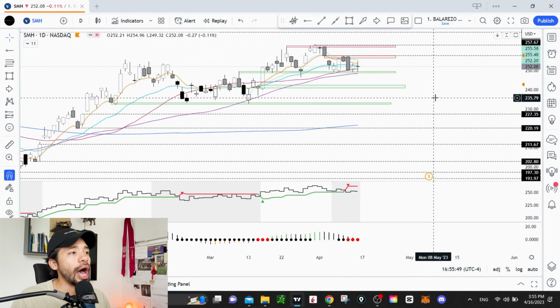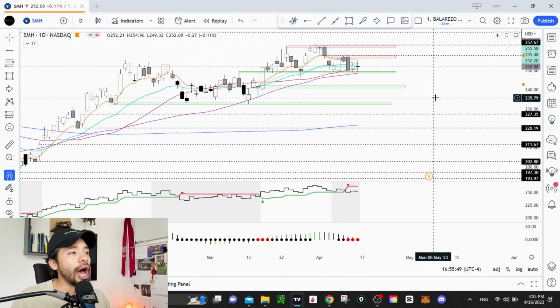Now, let me just show you something really interesting here in the SMH. So the SMH is actually starting to show kind of a topping pattern in my opinion. You can see this head and shoulders topping pattern, and you can also see that the momentum is already going to the downside. You can see that in the dark background of my indicator, and you can see also that I have an active sell signal.